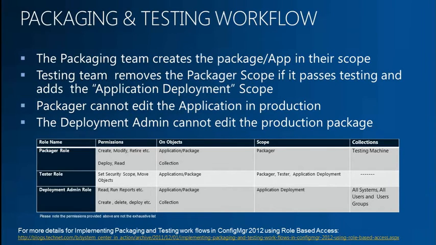If there's any issue with the application in production, they have to send it back through the scopes the way it came. So there's proper security, so nobody gets to misdeploy anything, and everybody can be in the same console and do their roles without the fear of misdeployment. That's all from role-based administration.